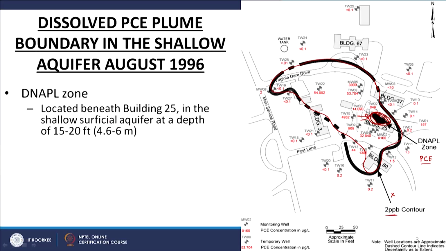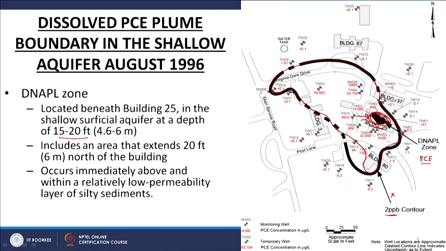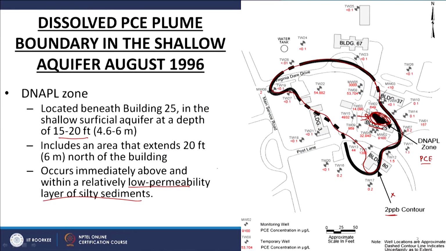So, let us look at what else we have. We have a DNAPL zone, and as we mentioned, beneath a particular building and at relatively shallow depth, and it occurs immediately above and within a relatively low permeability layer of silty sediments. So, as we were just discussing, we have a relatively impermeable layer, and the DNAPL exists right on top of it, or it has already permeated a bit into this impermeable layer. So, that is what we have. Why is that important? Because obviously the extraction is going to be an issue, especially if the permeability is relatively low. So, let us move on.